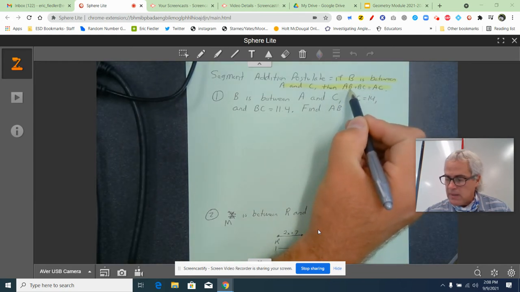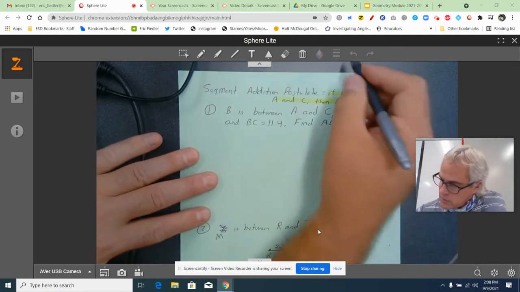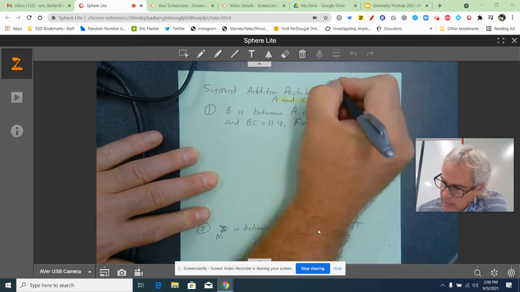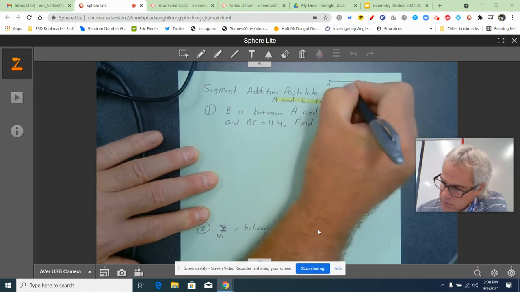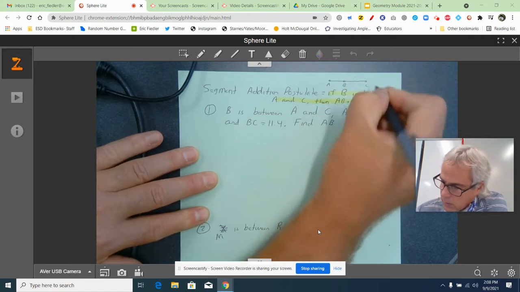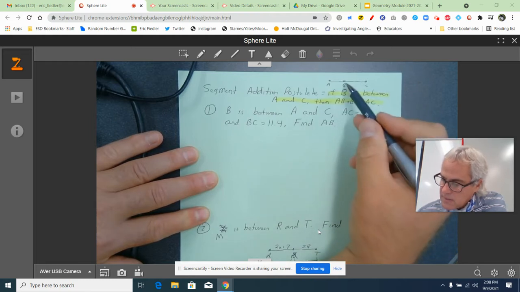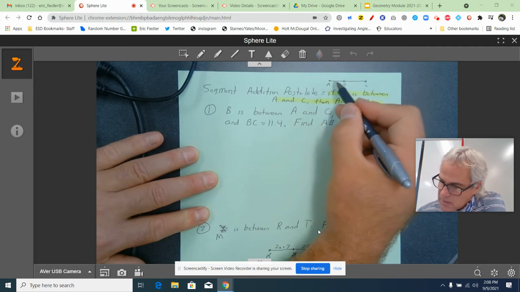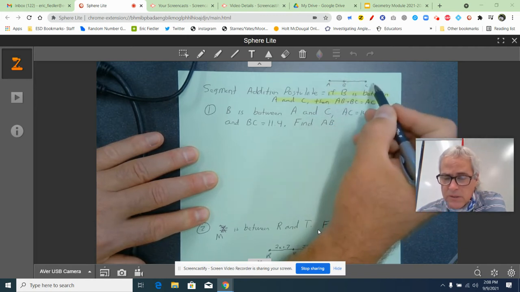Now remember what these mean. These mean the distance between points. If I were to look at a picture of the segment addition postulate, when they say B is between A and C, let's put A and C here. And I don't know, let's just put B right here. I don't have enough information. So this is what it means for B to be between A and C. Then it says AB, which is this distance, plus this distance is equal to the whole distance.